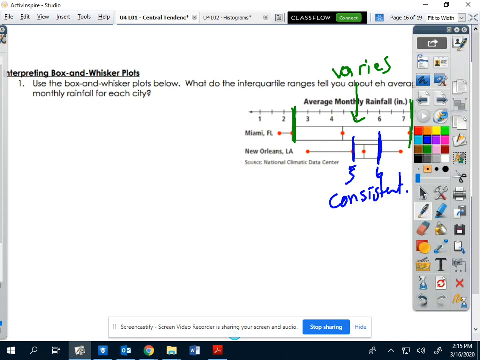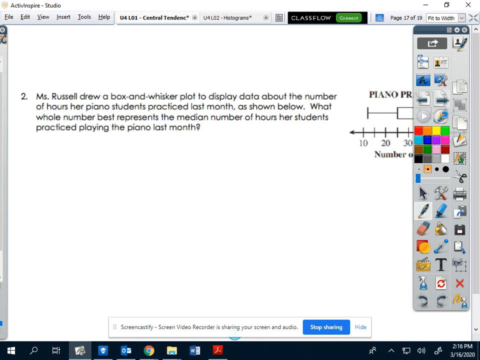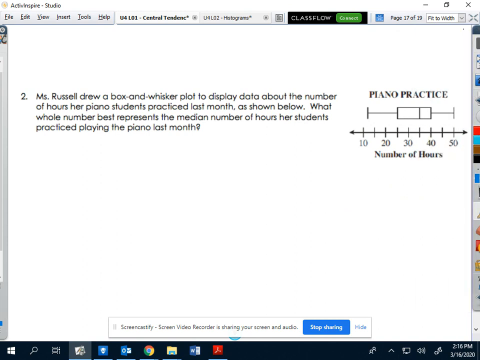So that's helpful. Instead of just looking at a whole bunch of numbers on a page, we have a picture that gives us this information, right? Same thing goes here. When we look at Miss Russell's piano practice, we can say, well, what whole number best represents the median? Well, we're right here. We're looking at 35. So really basic stuff.